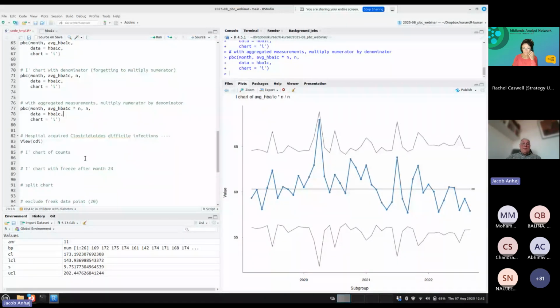Okay, questions or comments? Anybody better at explaining this phenomenon? This is only for measurement data that have been averaged. Then we need to multiply by the denominator. Questions or comments?